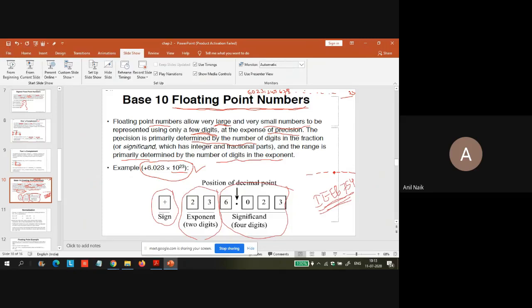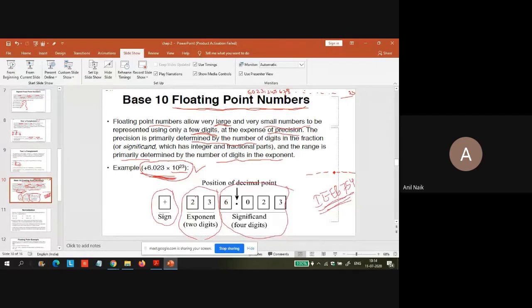Okay, and also we'll solve problems on how we can convert such a number into IEEE format. For example, 6.023 into 10 raised to 23. How to represent this number in the IEEE standard format, that we'll discuss.